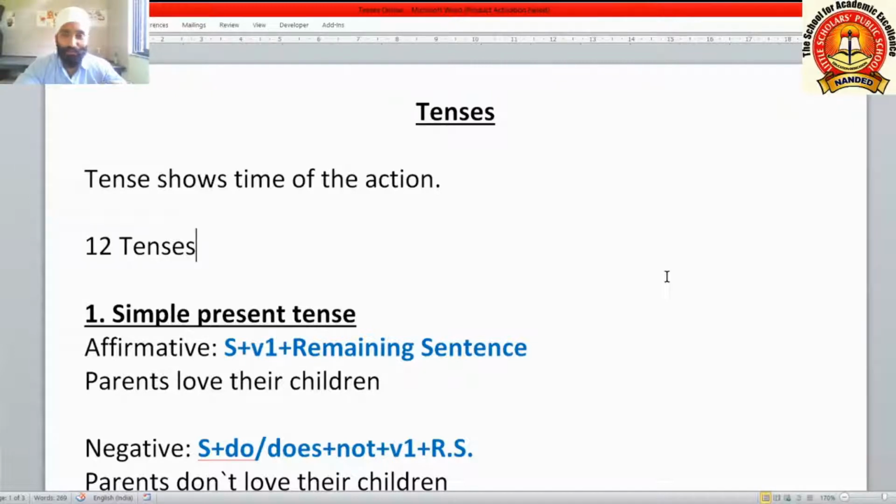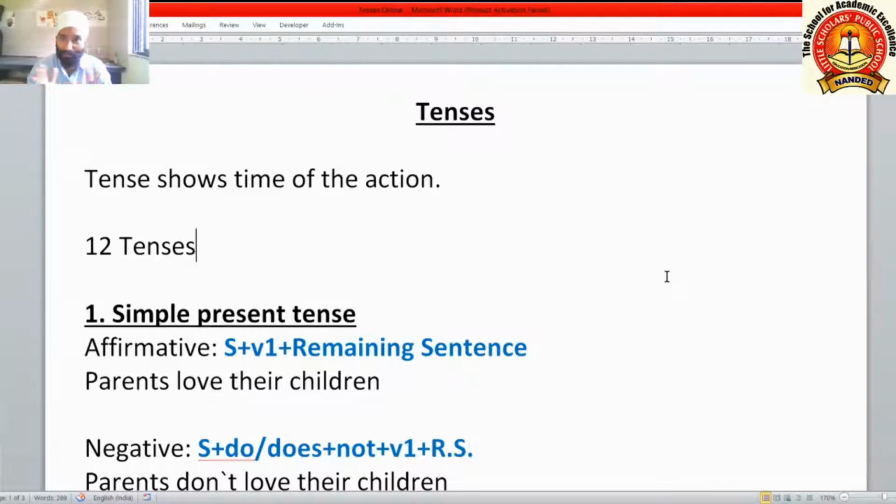In today's video, we are going to learn tenses, according to the 9th and 10th standard pattern. You all know that tenses are mainly of three types, that is present tense, past tense and future tense. Tenses are further divided into four types, that is simple, continuous, perfect and perfect continuous. So one by one we will learn these tenses.